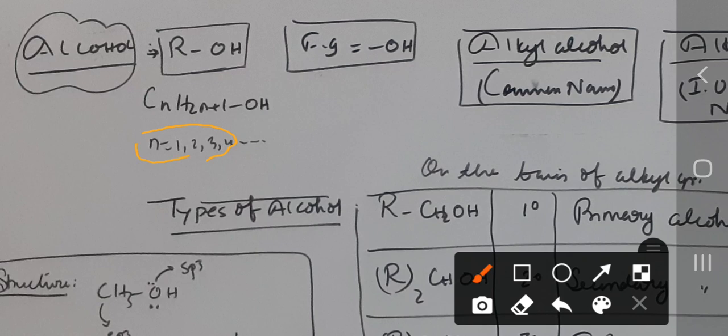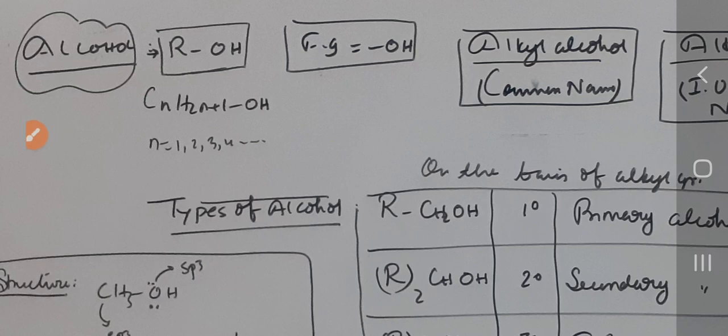Suppose if you put the value of n equal to 1, then the formula will be CH3OH. Similarly, if you put the value of n equal to 2, then you'll have the molecular formula C2H5OH, and that is why it is considered the general formula of alcohol. By putting the number of carbon atoms, you can derive the molecular formula of each and every single member belonging to the alcohol family.